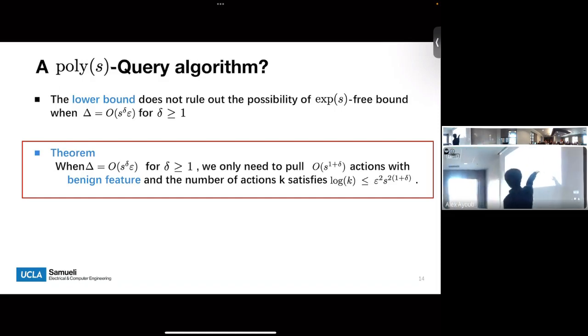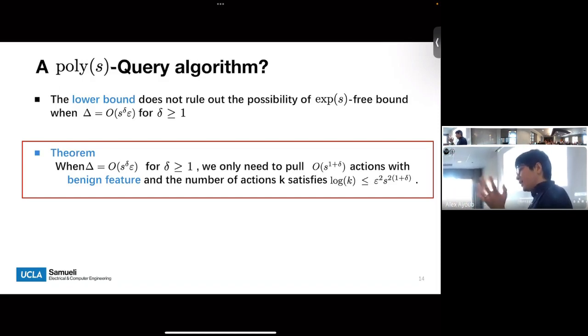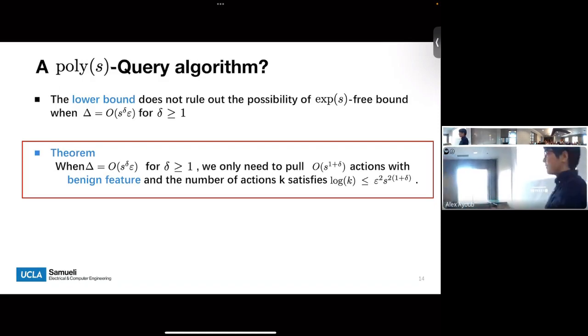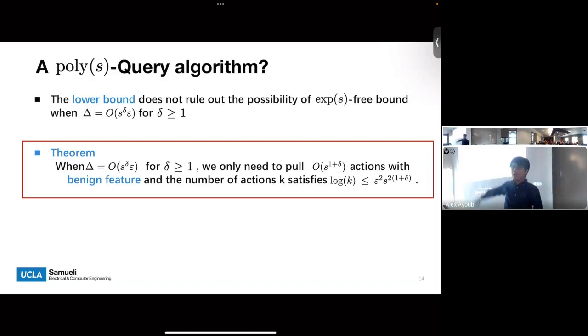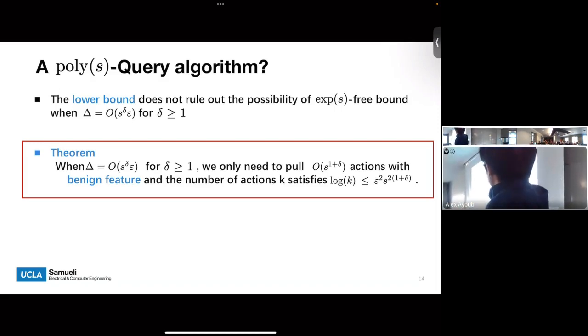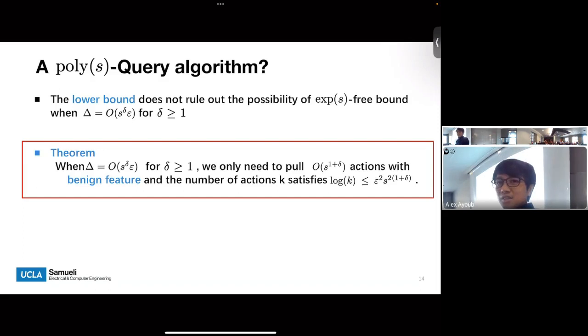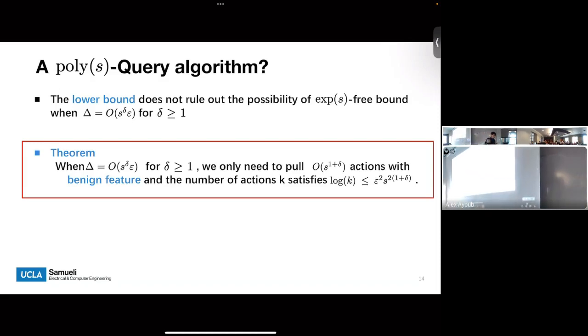Actually, this is the theorem. Let me tell you here. If your feature space is small, in the sense that the number of features is small, it's equivalent to saying that you can use a small number of vectors to cover your feature space. So if the log of the number of them is smaller than some polynomial in S, then you can actually query a small number of actions to get a good solution, let's say S to the delta times epsilon.